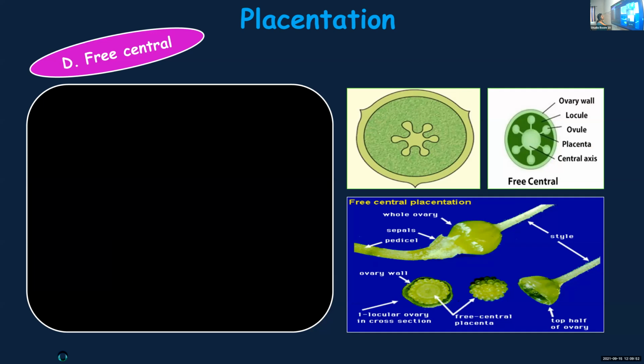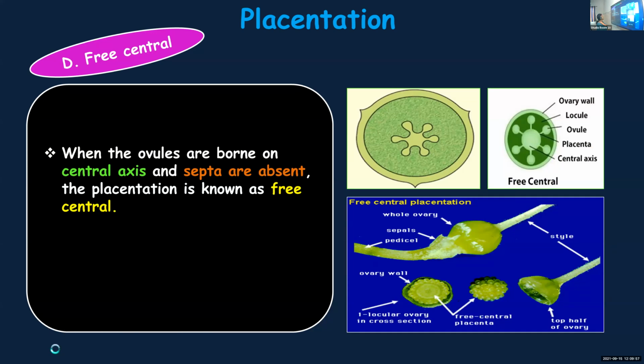And then we learned about free central. In free central placentation, the ovules are arranged on the central axis. Here no septa are present, and the placentation is free central. Dianthus and primrose.